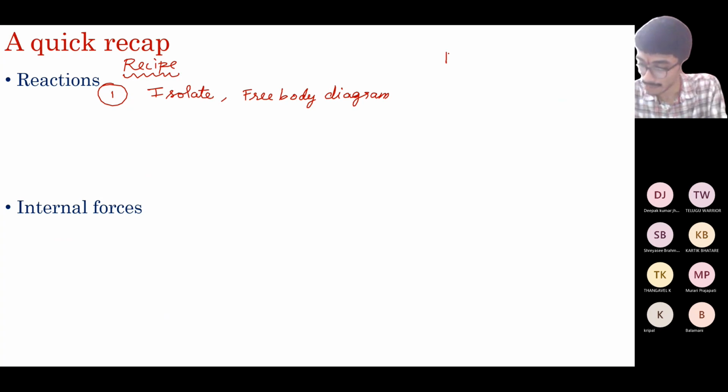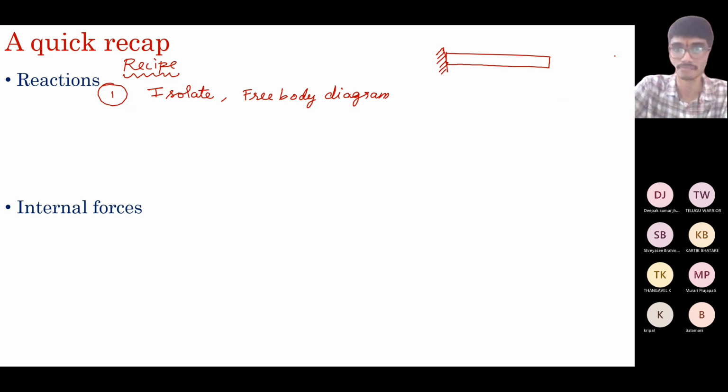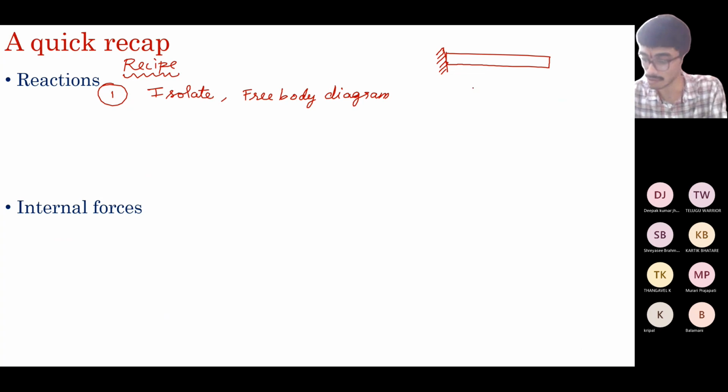So again, you may be having some beam. So this is a cantilever beam. So the first step is to isolate. So remove the support. So first remove the support. You can add some forces here.